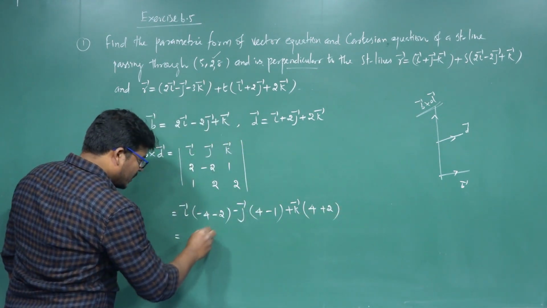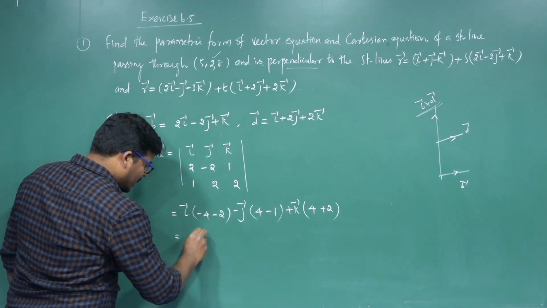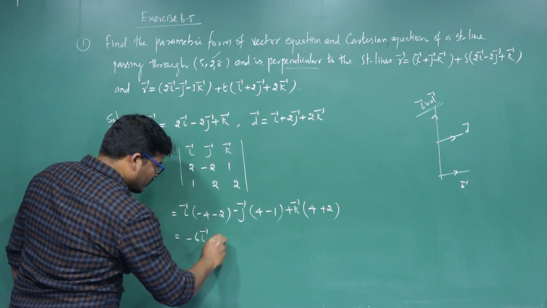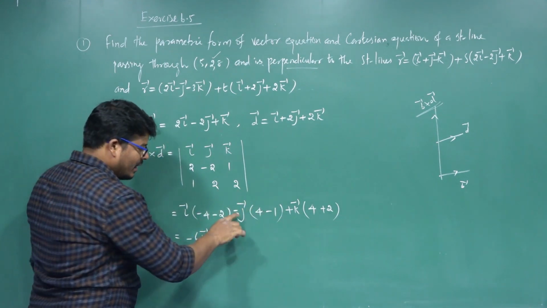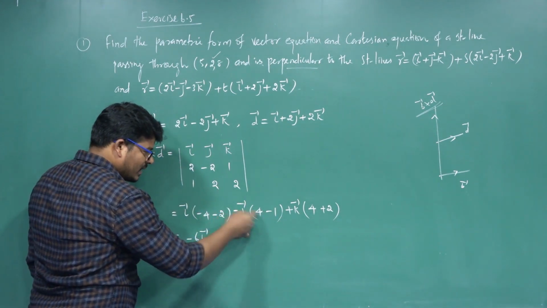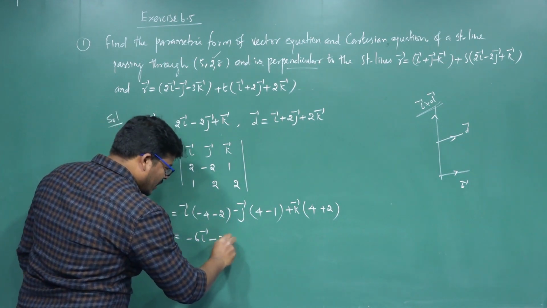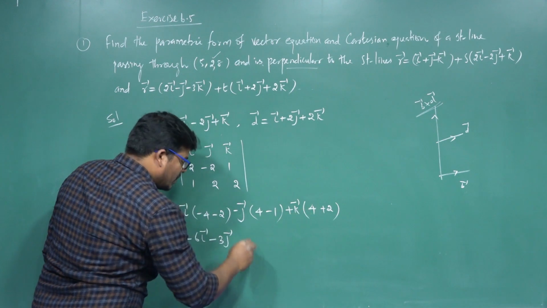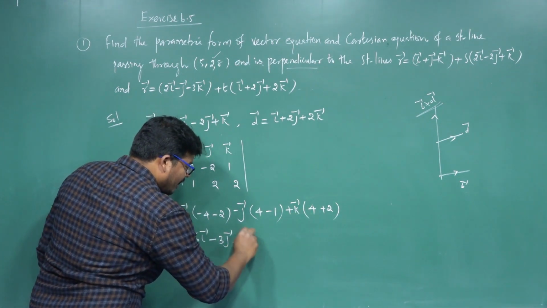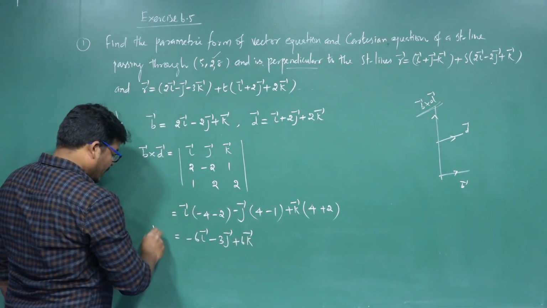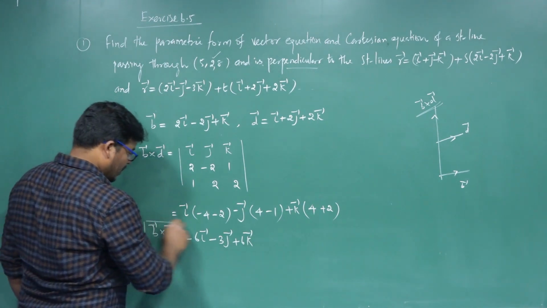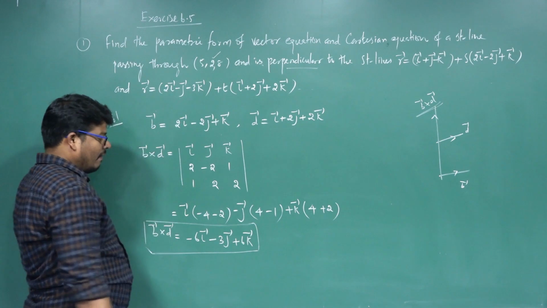That gives minus 6i vector minus 3j vector plus 6k vector, which is B vector cross D vector. That is the direction of the perpendicular line.